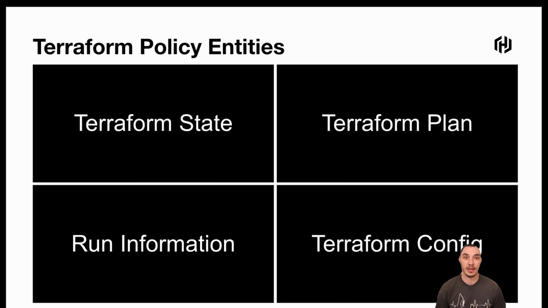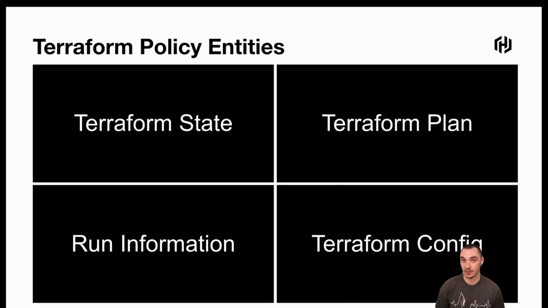We can also use the Terraform plan, of course, to restrict which new infrastructure can be provisioned or which changes can be applied to the existing infrastructure. We can use the run information, which is actually quite interesting because Terraform Cloud and Terraform Enterprise come with a cost estimation feature. Cost estimation is part of the run information. So we could also build, for example, policies based on what the new infrastructure will cost us.